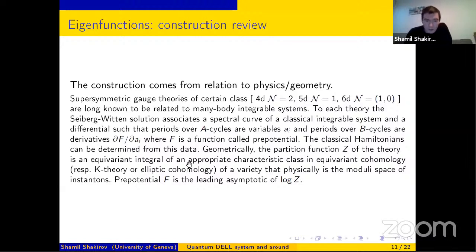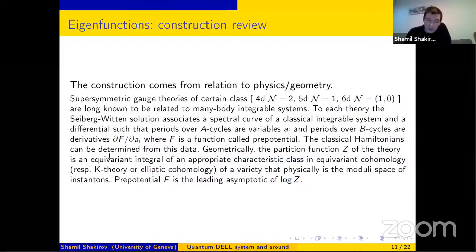Well, the partition function can be represented as an integral of an appropriate characteristic class. The reason why I write appropriate is that this class depends on the choice of matter content. You can consider supersymmetric gauge theories with different kinds of matter. It could be fundamental matter or adjoint or something else, no matter at all in principle. And for each choice, you have the corresponding quantity to integrate.